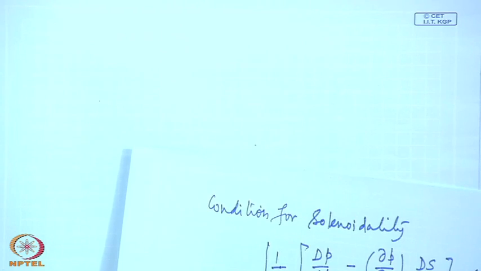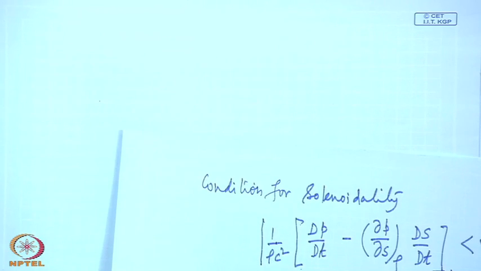Instead of that, we have these two complex conditions: 1 by rho c square dp dt is much less than u infinity by L, and an even more complex one, 1 by rho c square dp ds at constant entropy, sorry, constant density, and then the rate of change of entropy. Now, let us see what each of these terms implies.